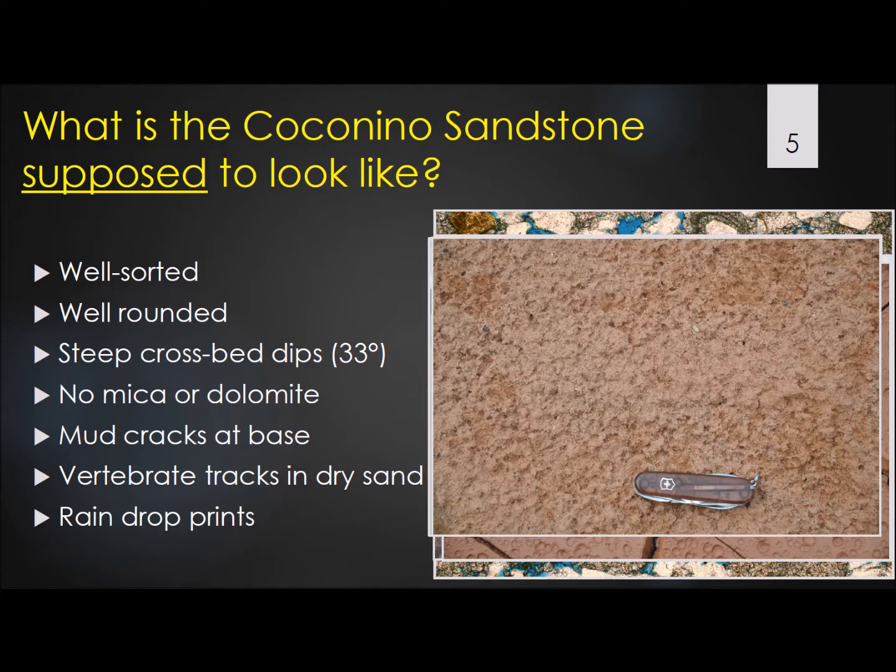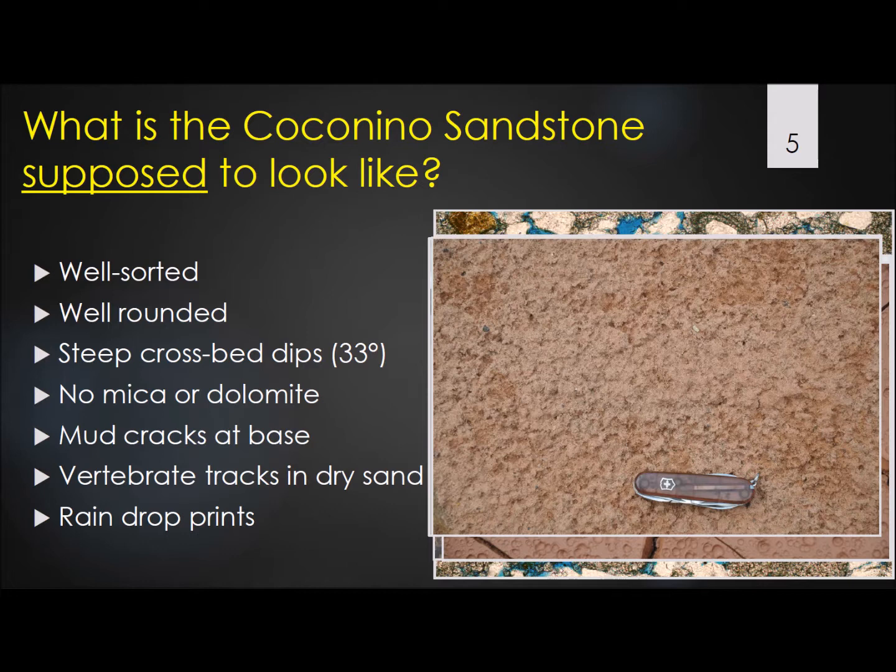Another thing that the Coconino is not supposed to have is dolomite. Dolomite is another type of mineral. Here's some, the tan mineral up here is what dolomite looks like under the microscope. In this case, they're in little balls right here. They're called ooids. But the Coconino is not supposed to have dolomite in it because it's supposed to be a fossil sand dune deposit, and dolomite is a marine mineral. It only occurs in marine types of settings.